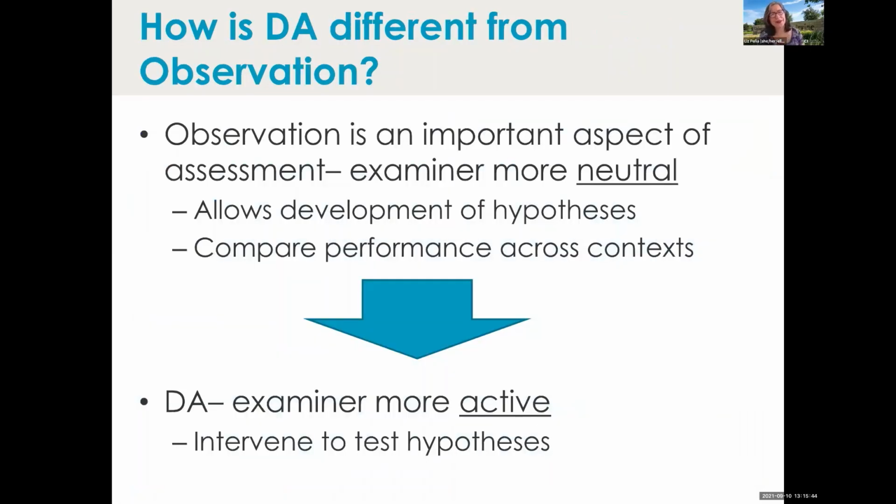So how is dynamic assessment different from observation? Observation is a really important aspect of assessment, but in observation, usually examiners are more neutral. So you're kind of in the room, observing, watching, and developing hypotheses about what happens and why that happens, and it helps you to compare performance across contexts. In dynamic assessment, the examiner is going to be more active, and so they may get into the child's space to intervene to try to help the child perform better on a specific linguistic task. So that's one difference from observation.